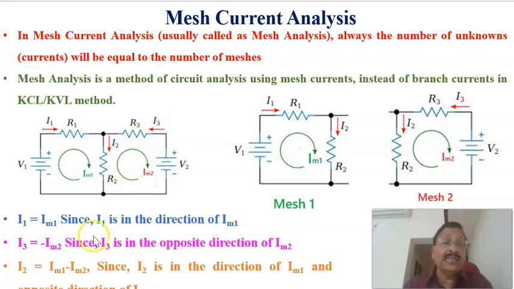Therefore, that is equal to minus IM2. For I3 equal to minus IM2, since the current I3 is in the opposite direction of IM2, that is why the branch current I3 equals minus IM2.